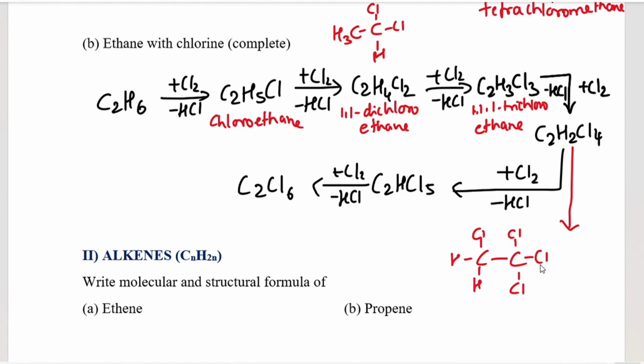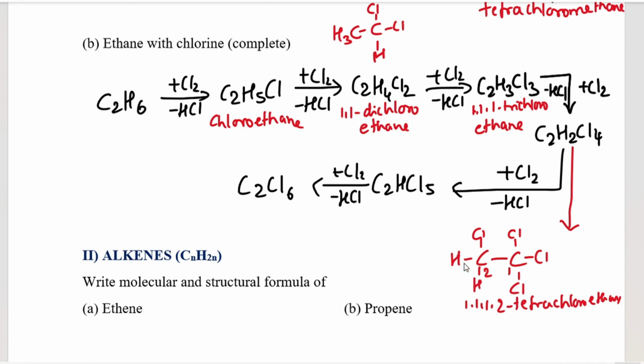So, what is the name of this molecule? Right? 1,1,1,2-tetrachloroethane. Correct? 1,1,1. So, number should be given 1 to this, second to this. So, 1,1,1,2-tetrachloroethane.